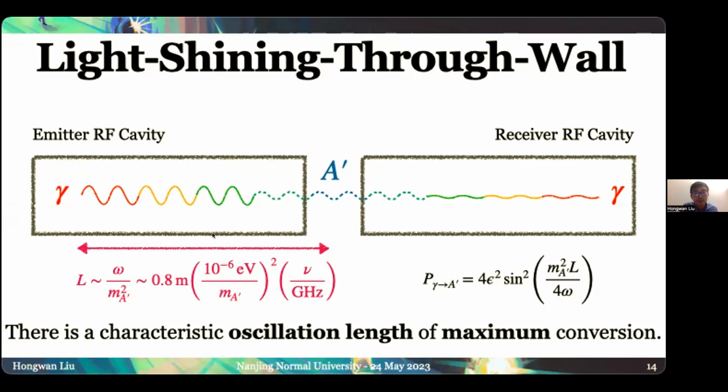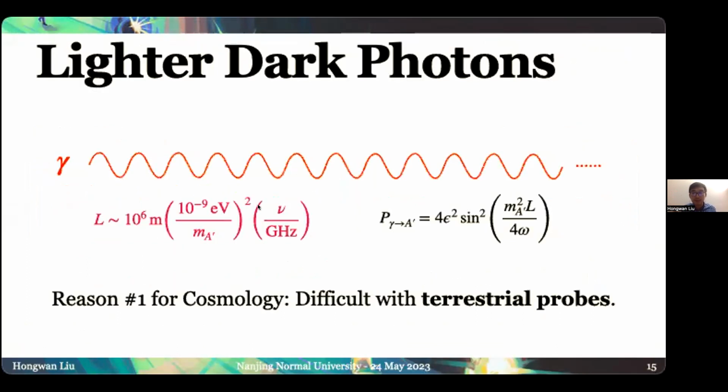But of course, if you think about lighter and lighter dark photons, for example, if you go to 10 to the minus 9 eV dark photons and you plug in all the numbers again, and you look at what the characteristic length is, you get something that's 10 to the 6 meters, which is starting to be comparable to the size of the Earth. And so these kinds of experiments are much harder to do terrestrially.